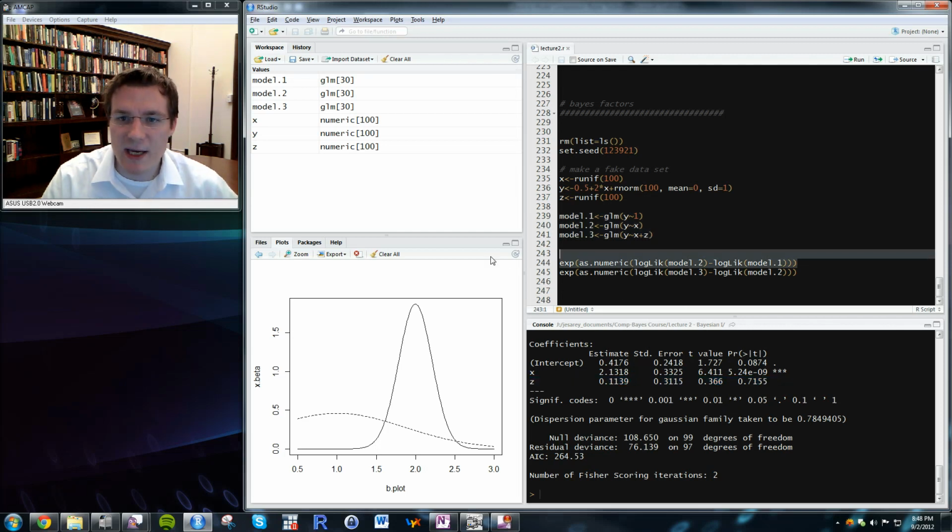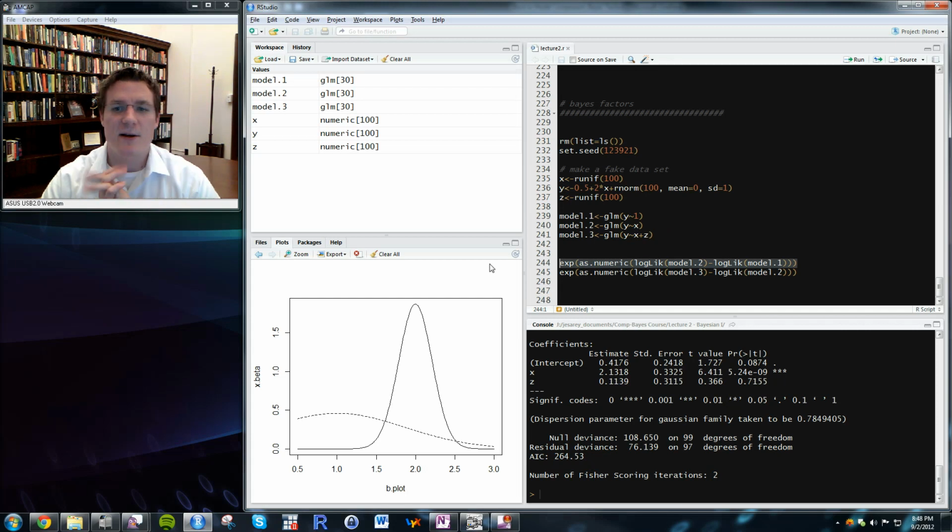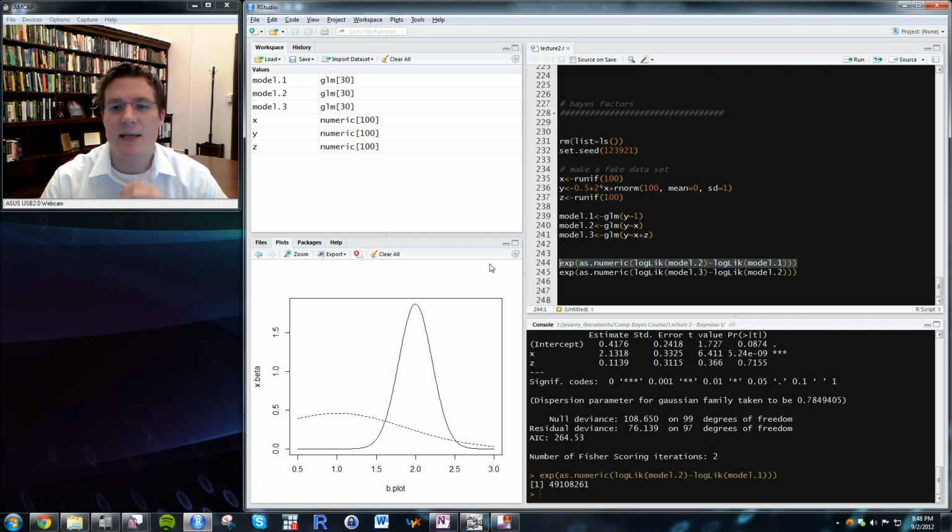So I can compute Bayes factors here, and the first Bayes factor I want to compute is model 2 better than model 1. And so I compute this exponential of the difference in their log likelihoods, and what you can see is that the number is huge. Now, generally speaking, any number bigger than 1 is evidence in favor of model 2 in this case. Any number smaller than 1 is evidence that model 1 is better. And the bigger the number, the more convincing the evidence.